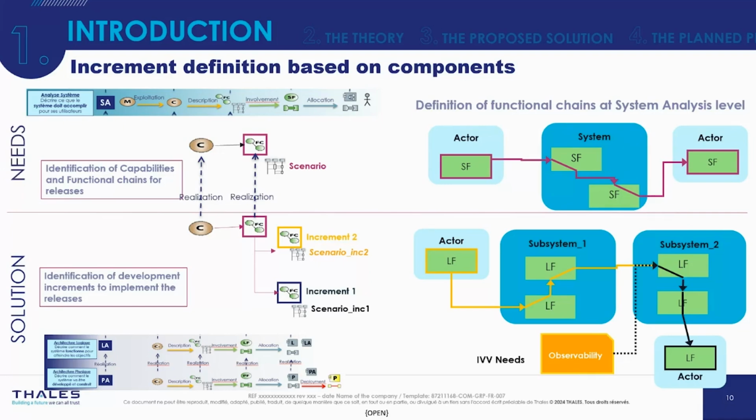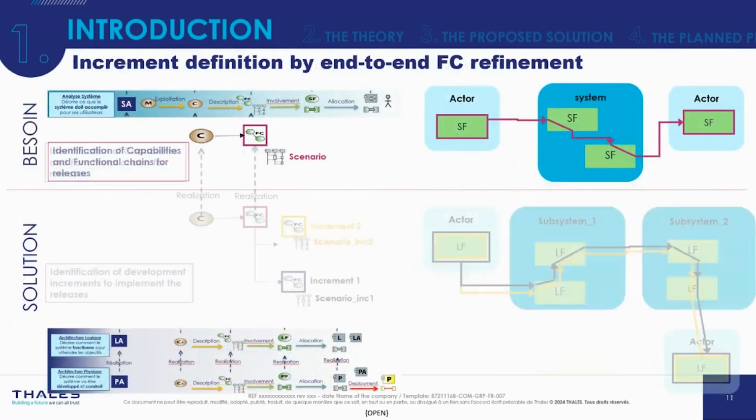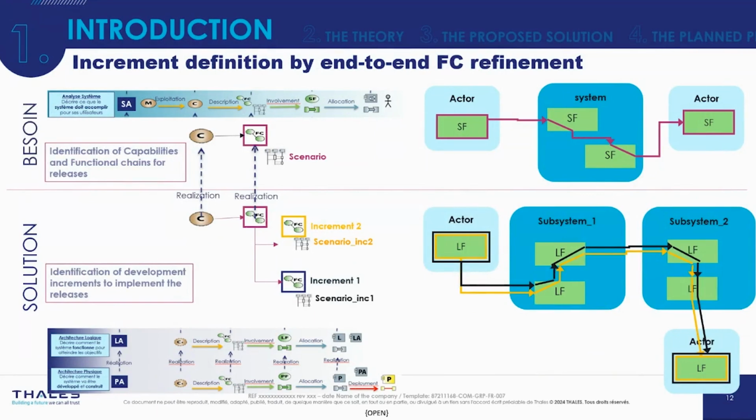So if we develop this first increment, it means that it is needed to identify observability points to be able to stress this subsystem during the IVV. And then in a second step, we will develop the second increment, which is in yellow and crosses subsystem 1, and will be integrated with subsystem 2.